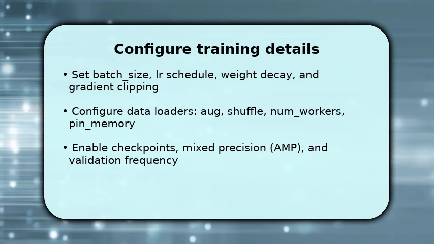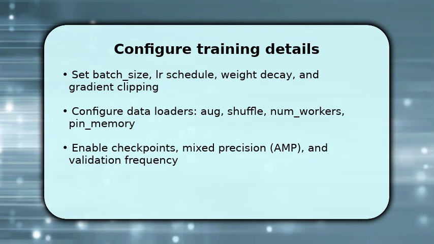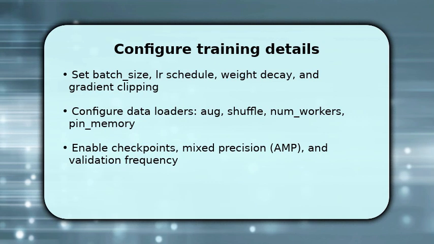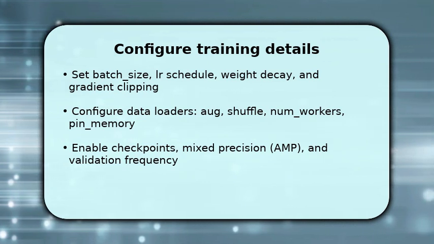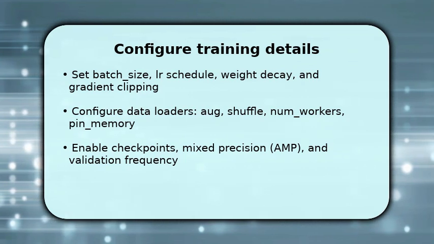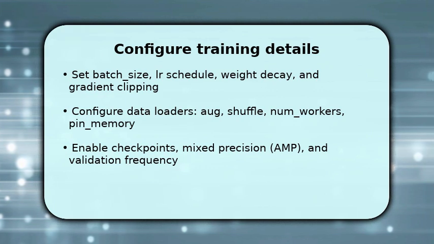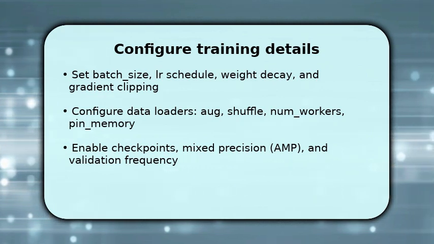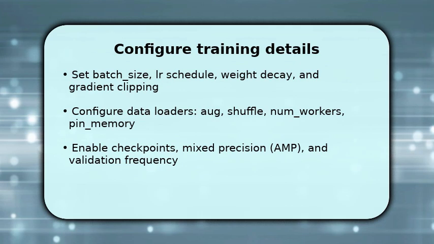Make your data loaders efficient by adding augmentation, shuffling, num_workers, and pin_memory to maximize throughput. Once done, enable periodic checkpoints, mixed precision AMP for speed, and a validation frequency so you can monitor overfitting. These middle steps keep training both efficient and reliable.